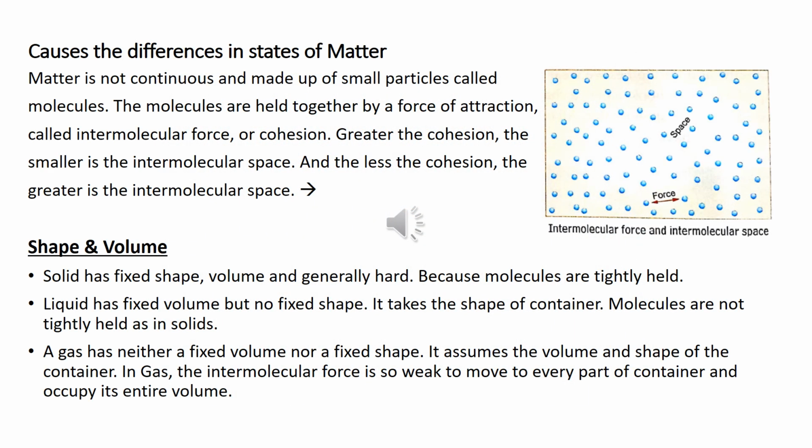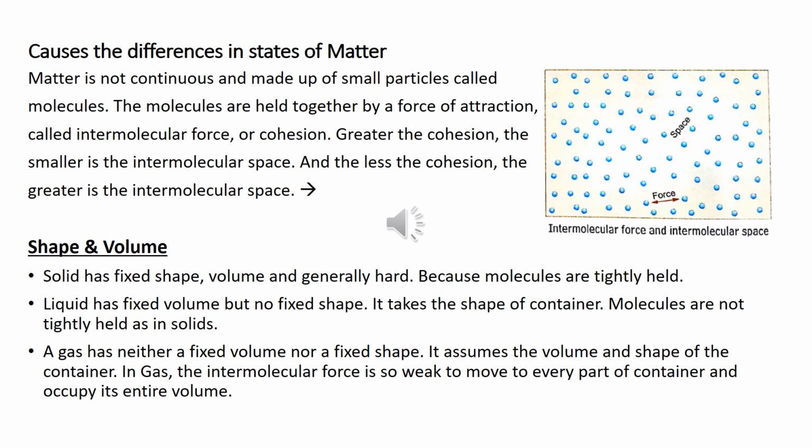Now our next topic is the causes of the differences in states of matter. Matter is not continuous and is made up of small particles called molecules. The molecules are held together by a force of attraction called intermolecular force or cohesion. The greater the intermolecular force, the smaller is the intermolecular space. And the less the intermolecular force, the greater is the intermolecular space. They are just opposite.